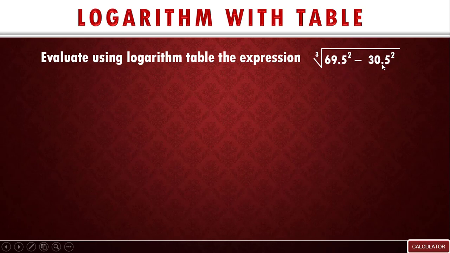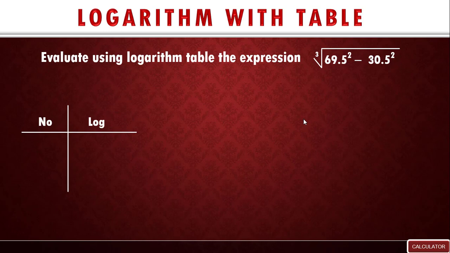Then you do the same thing to this one, find the log of this number, multiply by 2, and then find the antilog. Then you now subtract them. So the answer you get there will be inside this cube root. Since it's a cube root, you're going to divide it by 3, and then you find the antilog. Okay, let me show you that.